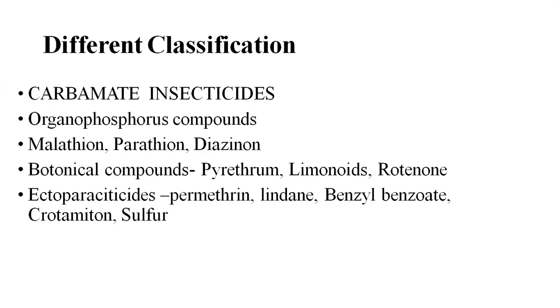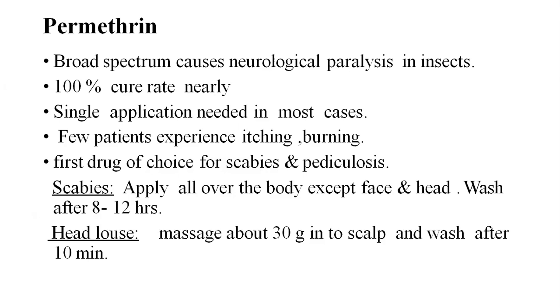Different classification: carbamate insecticide; organophosphorus compounds such as malathion, parathion, diazinon; and botanical compounds such as pyrethrum, limonoids, and rotenoids. Ectoparasiticides: permethrin, lindane, benzyl benzoate, crotamiton, and sulfur. These are the different classifications. Permethrin.